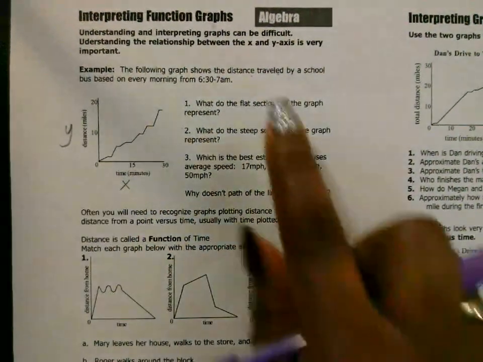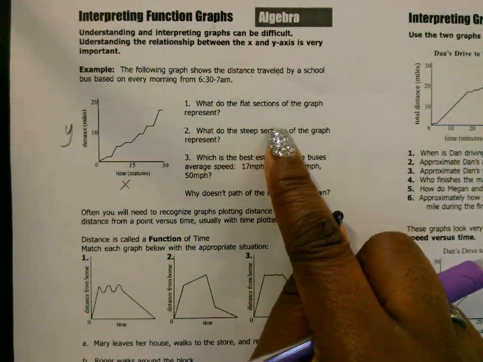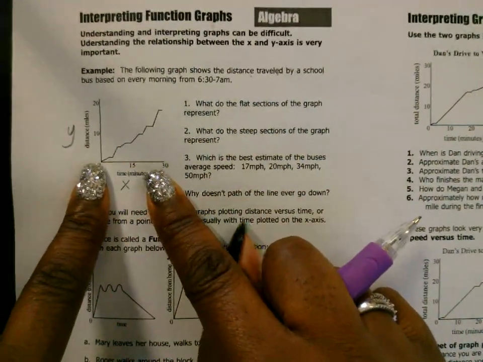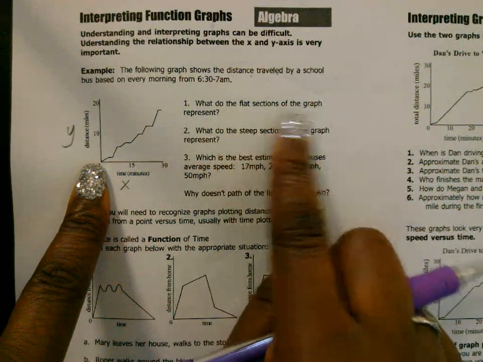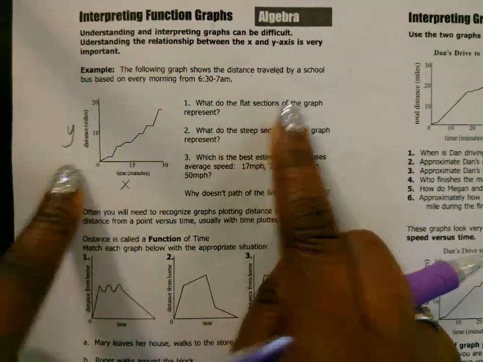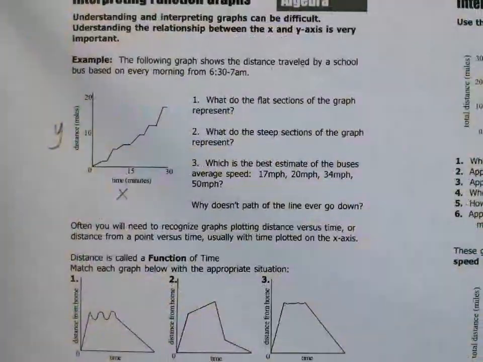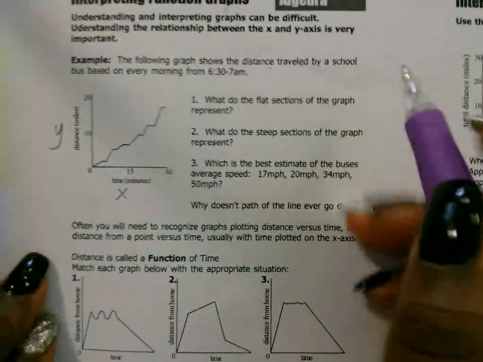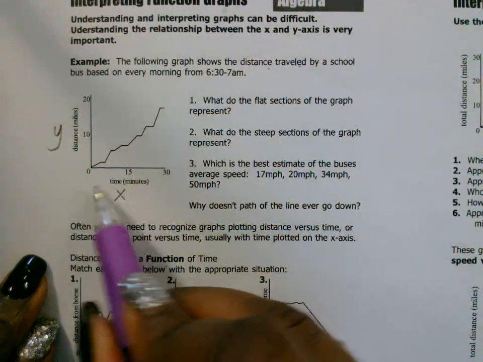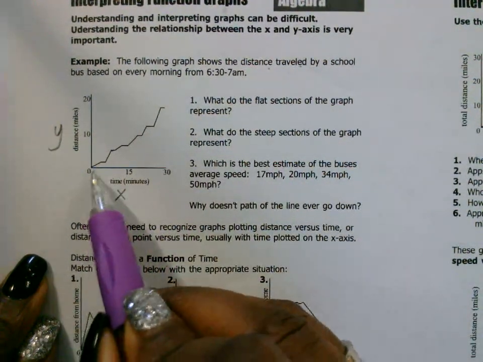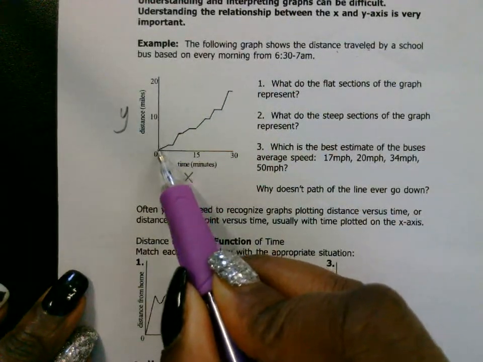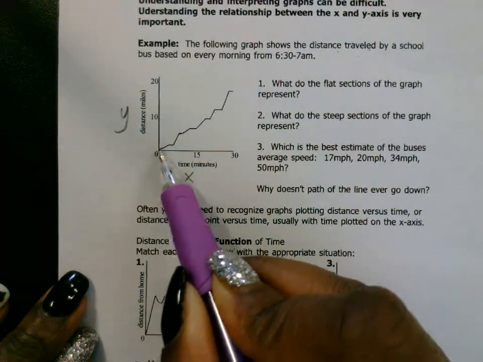All right, so let's do the first one. I'm going to read it and you write what you think it is. Looking at the graph, it says, what do the flat sections of the graph represent? Write the word that you think that is here. Any guesses? What do these flat parts of the line here mean? This is a bus. What do you think is happening? Let's go through. What is happening from here to here? What is the bus doing?